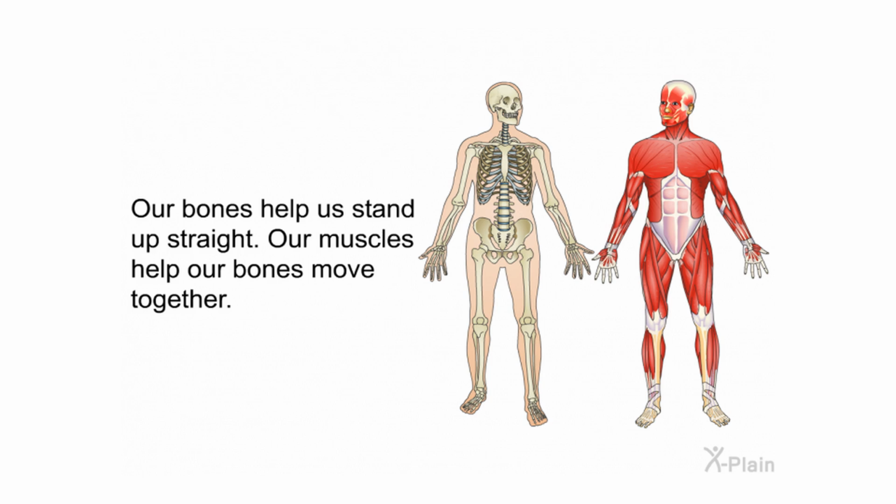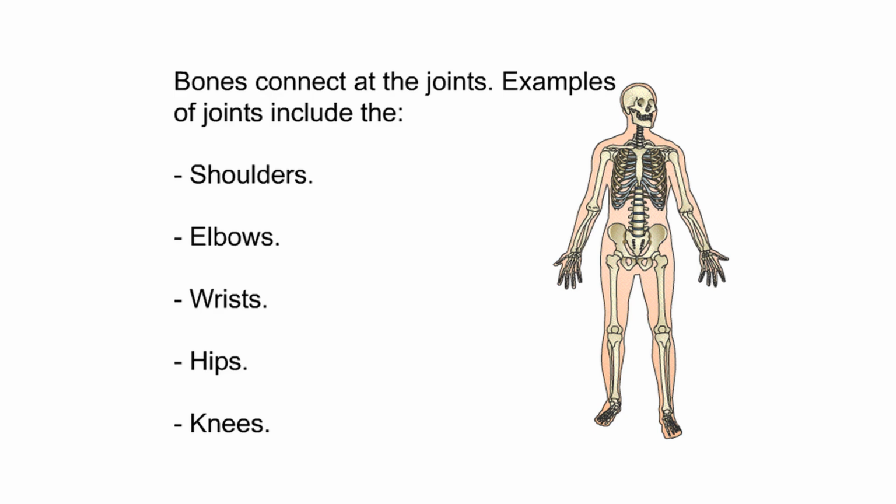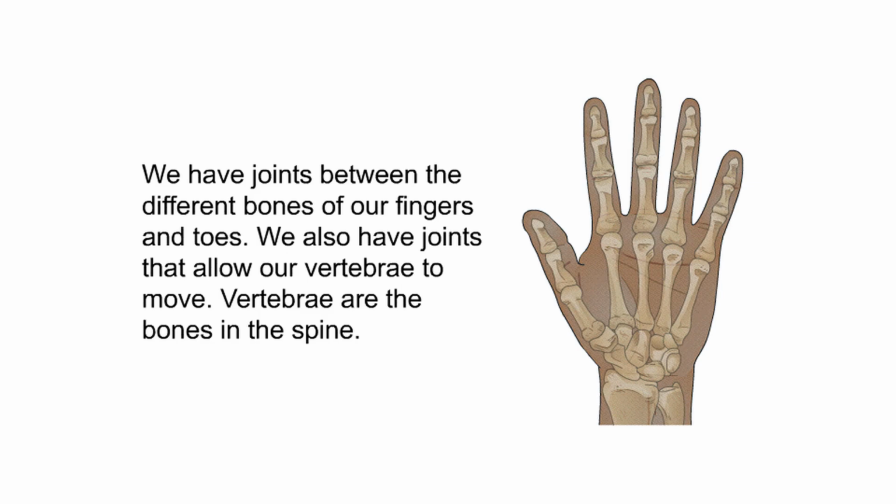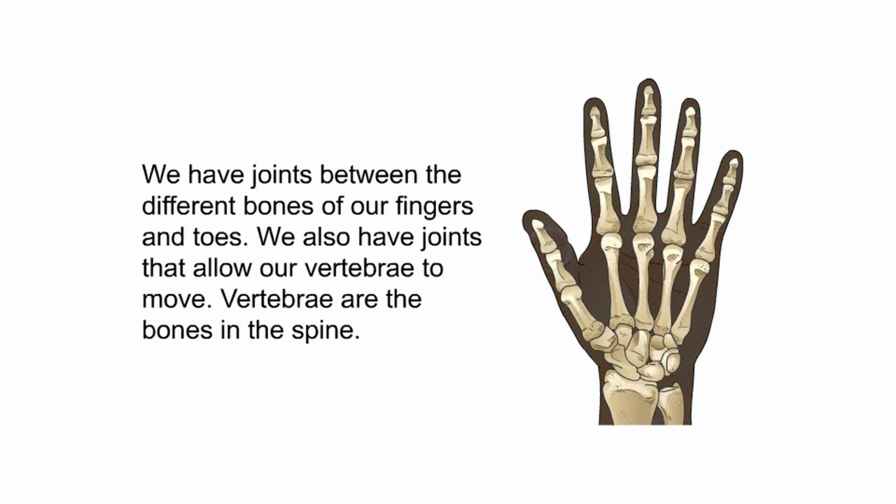Anatomy. Our bones help us stand up straight. Our muscles help our bones move together. Bones connect at the joints. Examples of joints include the shoulders, elbows, wrists, hips, knees. We have joints between the different bones of our fingers and toes. We also have joints that allow our vertebrae to move. Vertebrae are the bones in the spine.